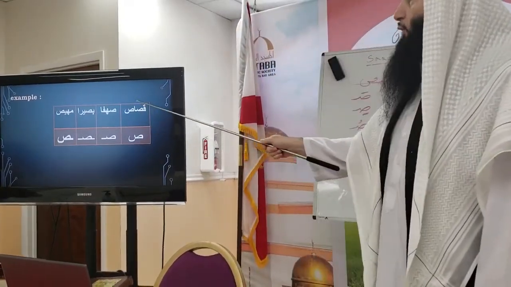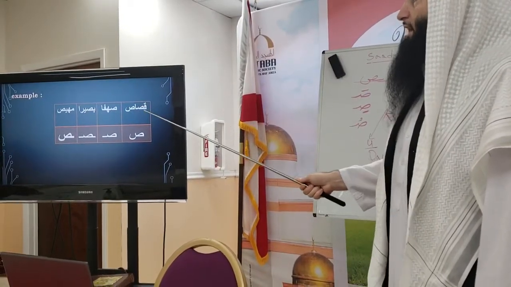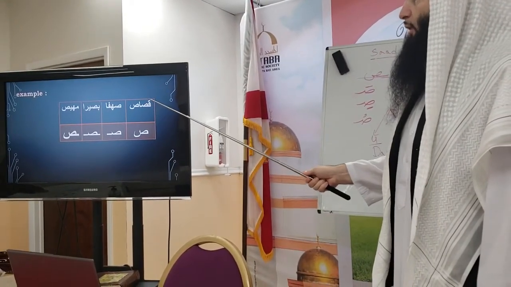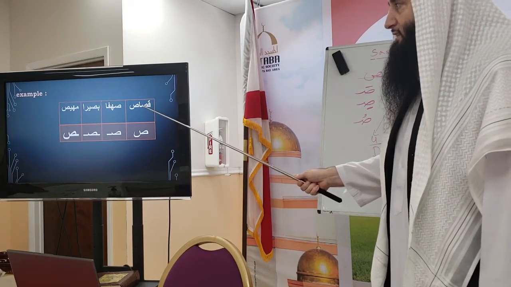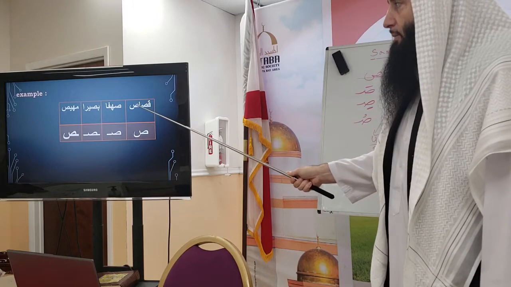The first box. Where is the sad here? The second one is sad. You see, it is connected from both sides. This is one letter, qaf. This is sad. You see that one tooth here. This is sad. This is what?